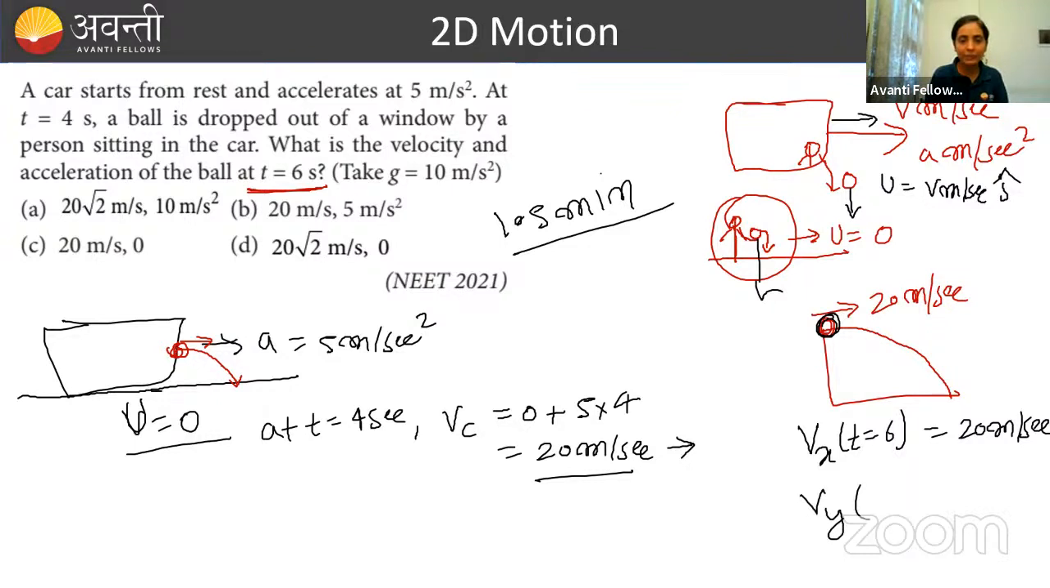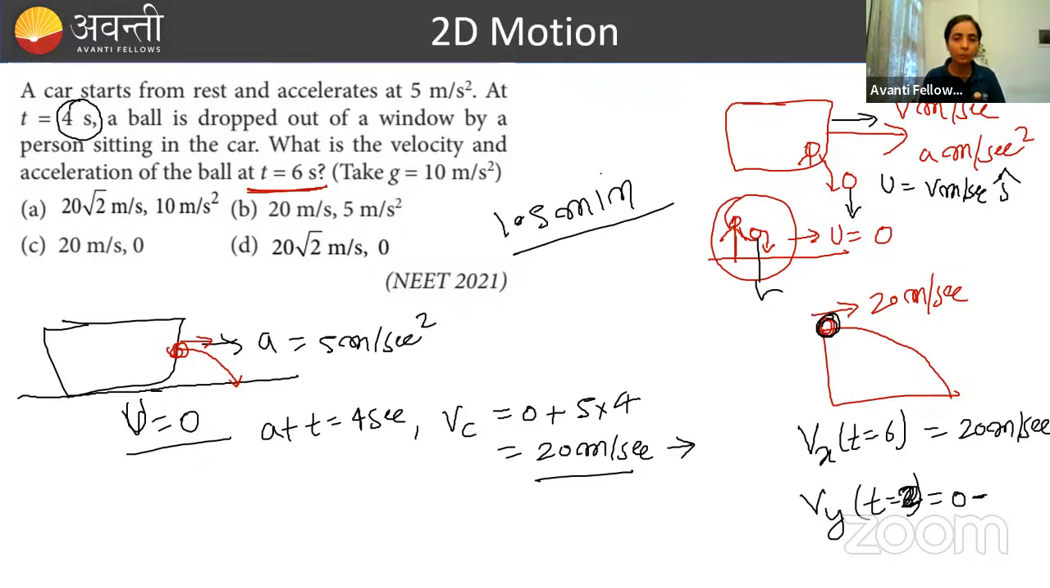What will be its velocity in y direction at t equal to 6 seconds? Initial velocity in y direction is 0. Final velocity we are calculating after 6 seconds. At 4 seconds it was thrown, and at 6 seconds we are calculating velocity. It means for 2 seconds it was under the effect of gravity. So here we will write 2 seconds.